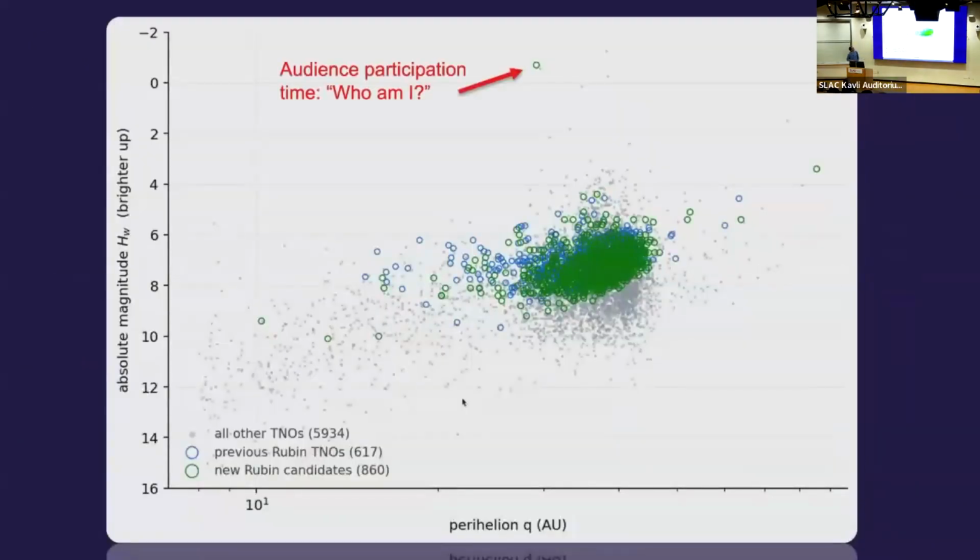And here's an audience participation slide. When Matt sent this plot, this is perihelion versus absolute magnitude. So the higher up you are, the larger you are. He sent this plot and said, look, we discovered a very interesting object up on top. So which object is that?